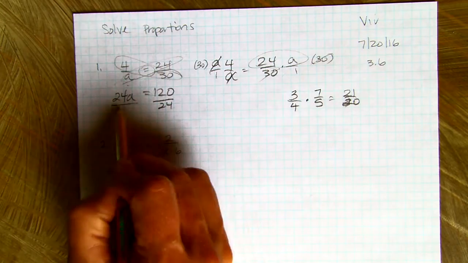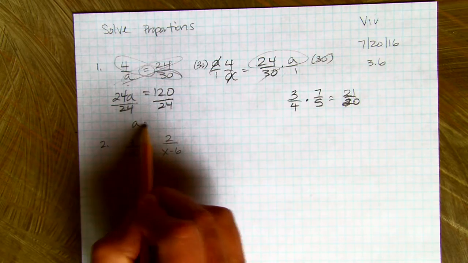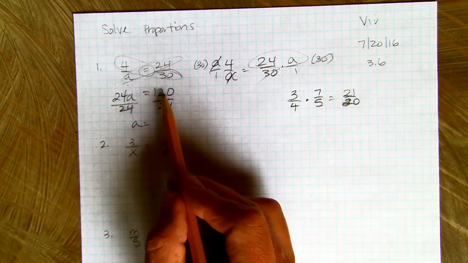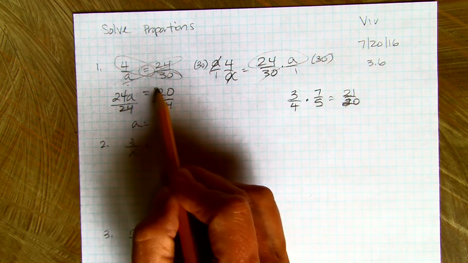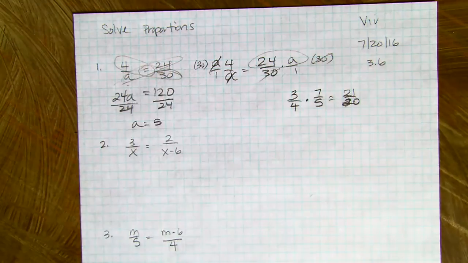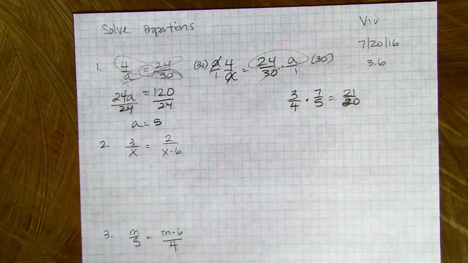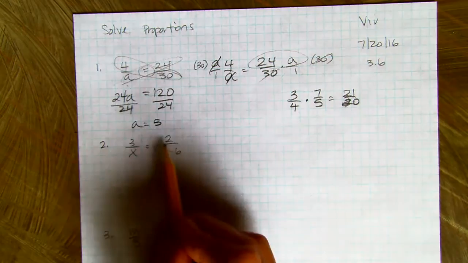So then I would go ahead and divide both sides by 24. And I don't know, 12 divided by 24 is 1 over 2. So this is 5, because then it would be 10 over 2. Oh, I should just double check that. 120. Yeah. Sometimes it gets a little more complicated.